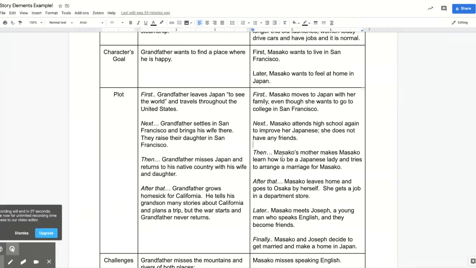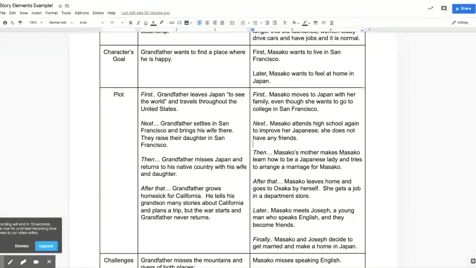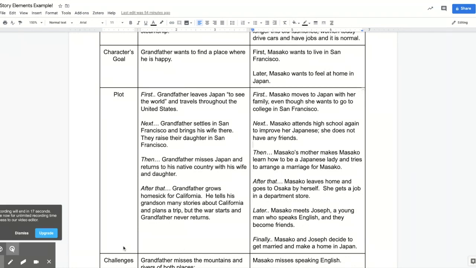All right. Moving on, Masako's mother makes Masako learn how to be a Japanese lady and tries to arrange a marriage for Masako. This does not go well because Masako does not want to go into an arranged marriage with this boy who has a wealthy family. After that, Masako leaves home and goes to Osaka by herself.